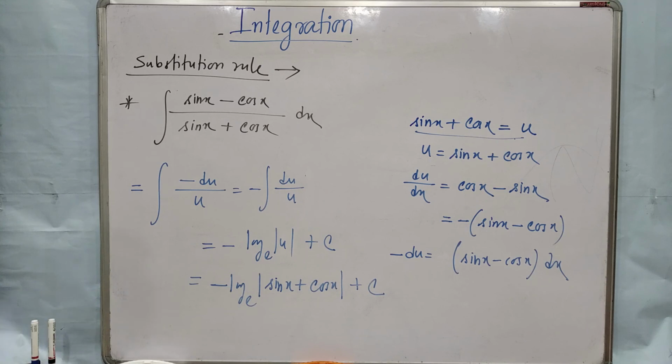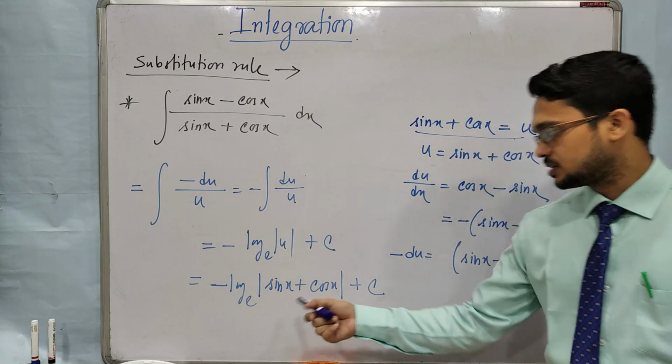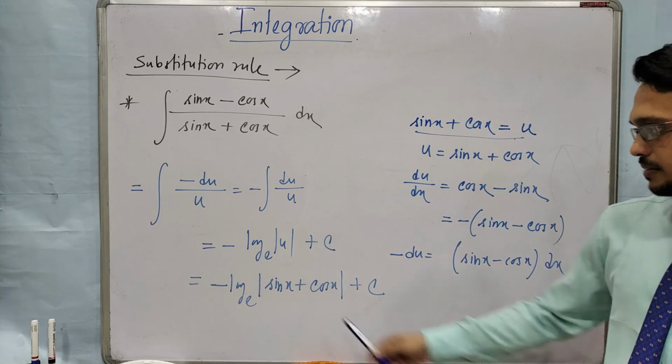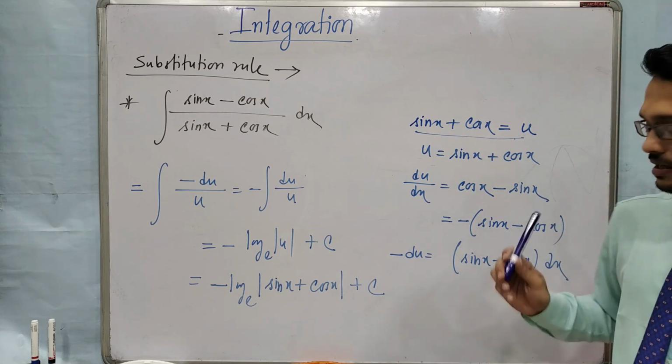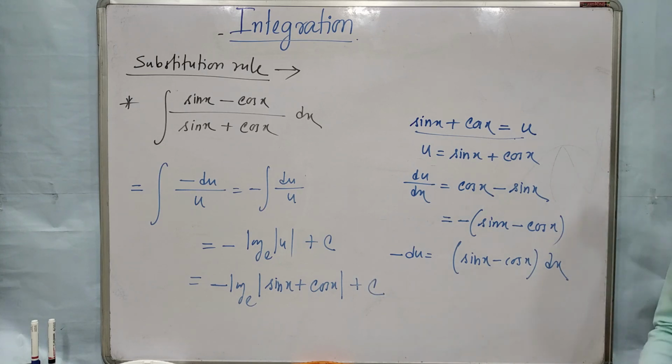These are indefinite integrals. If lower limit and upper limit are given, then we will put the lower limit and upper limit in place of the variable term, that is x here. Then we will not write c. So this is our lesson of integration.